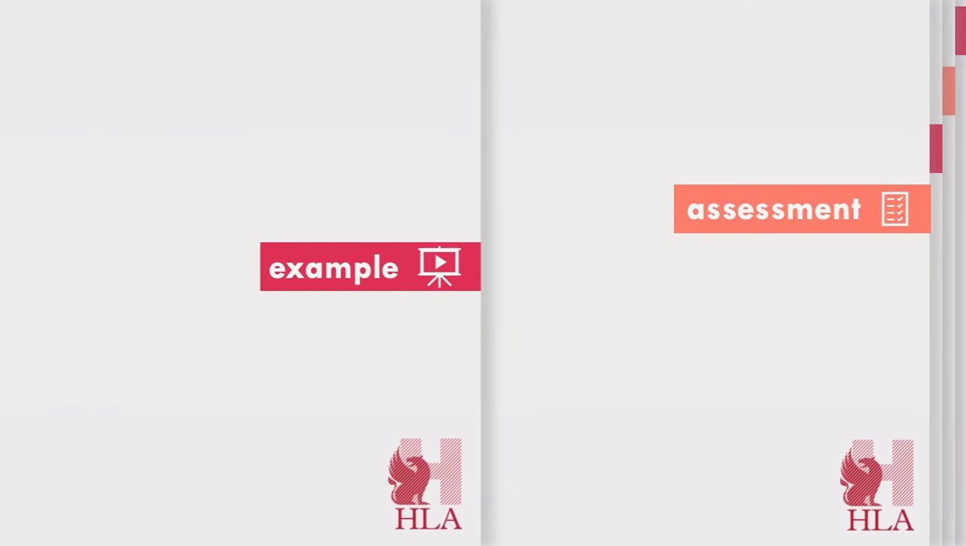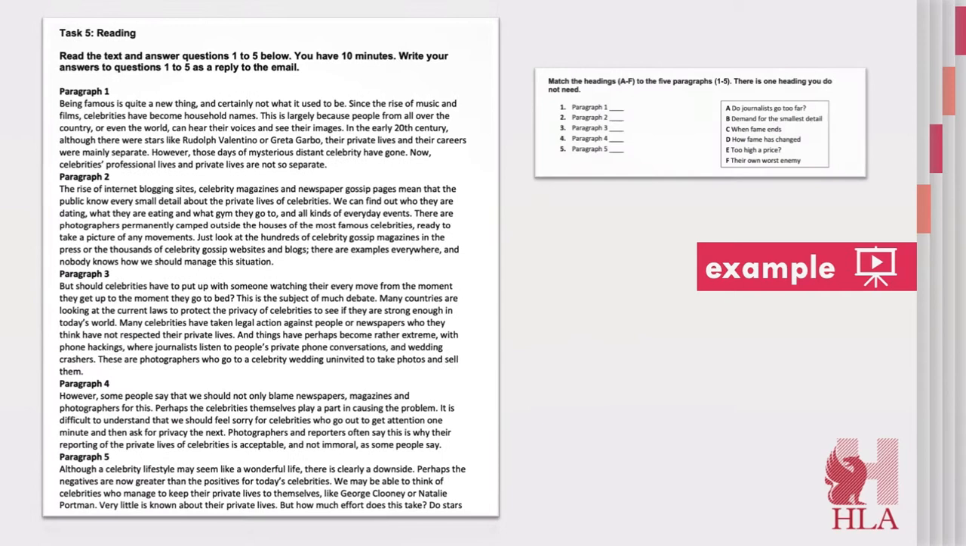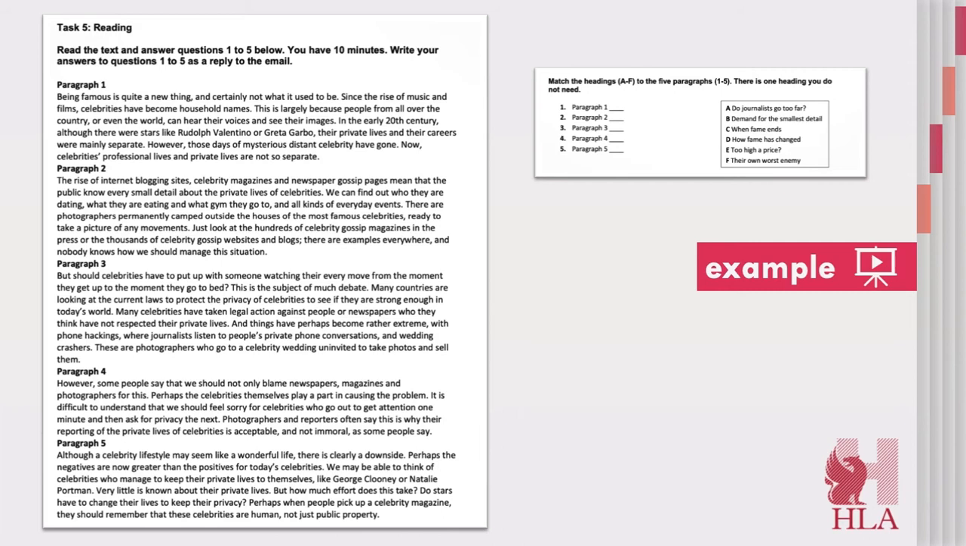Here you see some instructions for a task 5 reading. Read the text and answer the questions 1 to 5 below. You have 10 minutes. Write your answers to questions 1 to 5 as a reply to the email. This will accompany all of the texts. Let's look at that now. As you can see, you'll have 5 headings on the right that you'll need to match to 5 paragraphs on the left. In this example, we have headings or titles that we need to match. In another task, you might have specific information that you need to match rather than headings.